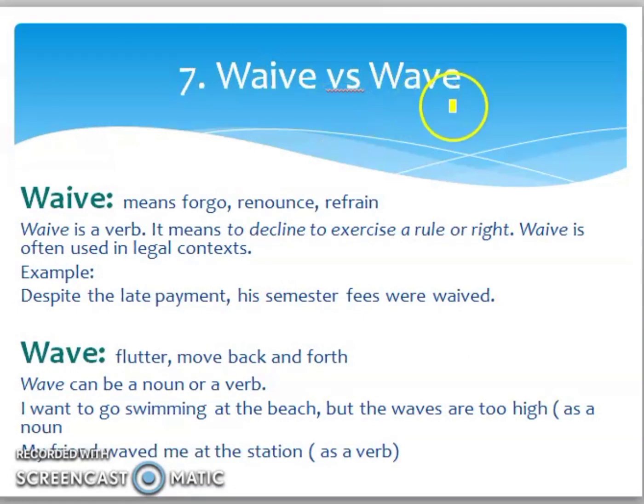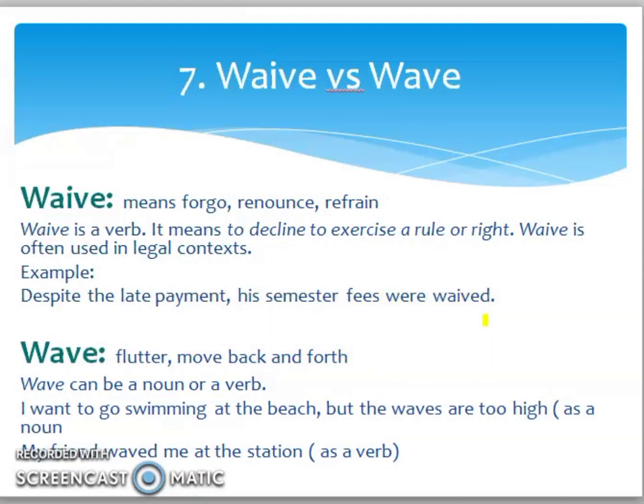Waive and wave. The pronunciation is the same, the spelling varies. Waive means forgo, renounce, refrain. Waive as a verb means to decline to exercise a rule or right. Waive is often used in a legal context. Very important. Example, despite the late payment, his semester fee was waived.